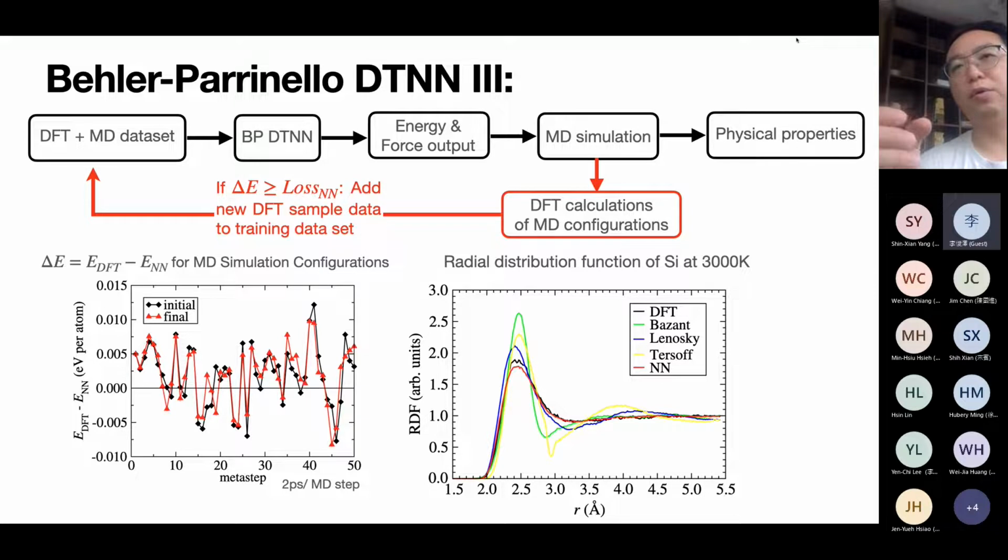So what we do is DFT is only able to calculate a small number of the phase space, and then you use a limited volume of this phase space to train the neural network, and then hope that it can predict the energies and forces of other configurations in the entire phase space that's outside of this training data set. Then when you run the MD simulation, it will explore all of this phase space, and when it comes up with some new configurations, you check with DFT to see if it's correct. And if it's not, then you have to do the DFT calculations for this new sub-region of the phase space, and then feed it back into the data set.